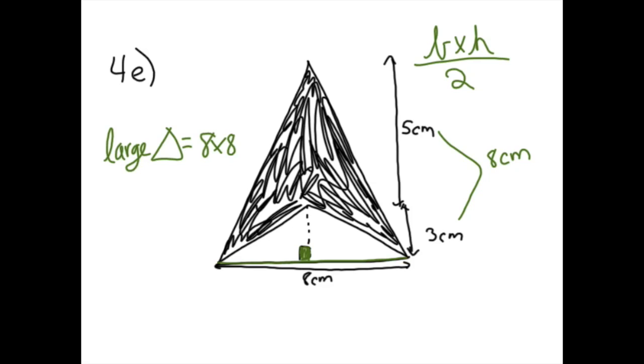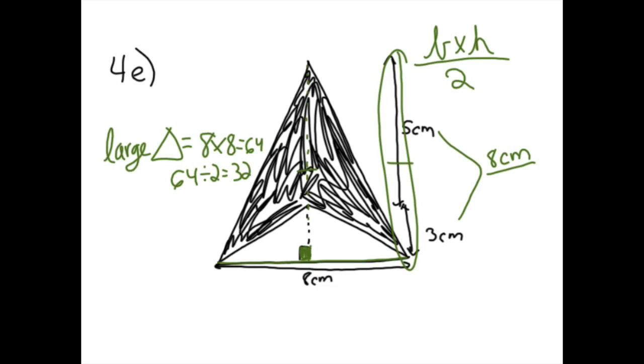And I know that 8 centimeters is going to be my height because I found a spot where there's a right angle, and I also have a straight line over here on the side that shows me 5 and 3, which together make 8. And if this line makes 8, then that means that if I drew a line from the top of my triangle down to the bottom, it would have to be the same. It would also be 8. So we're going to do 8 times 8, which equals 64. And then 64 divided by 2 equals 32. So the area of the large triangle is 32 centimeters squared.